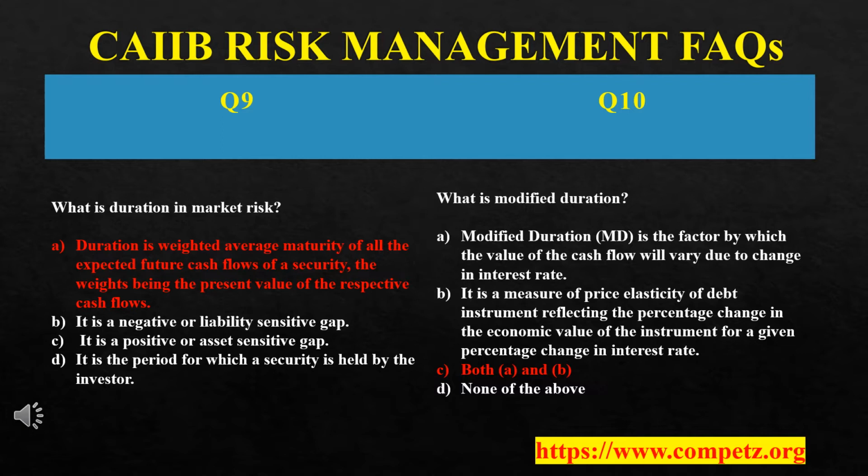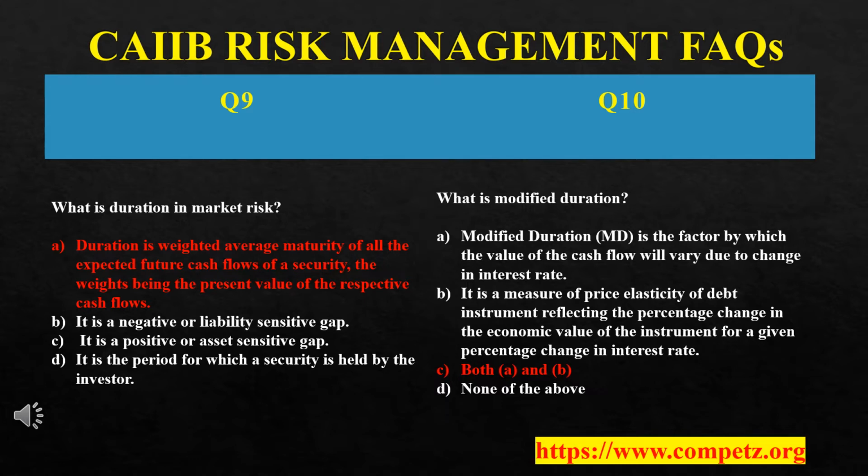rupees 100 after 2 years, and rupees 100 plus the principal, that is rupees 10,000, after 3 years. So how will we calculate the duration? The duration is calculated as below. Remember what I am saying. R1 is the present value of rupees 100 after 1 year. R2 is the present value of rupees 100 after 2 years. R3 is the present value of 10,100 after 3 years.